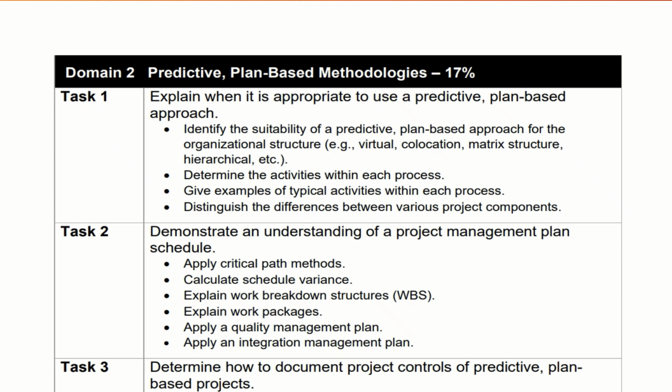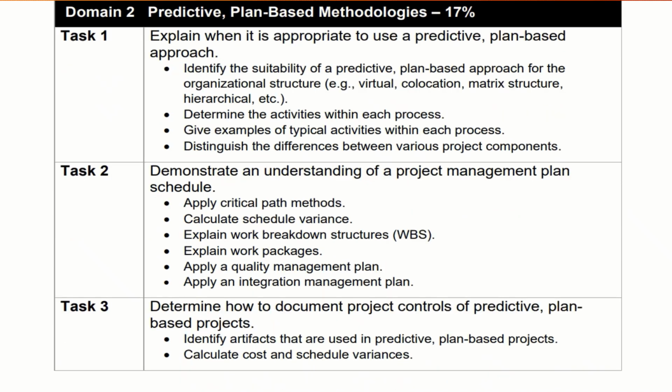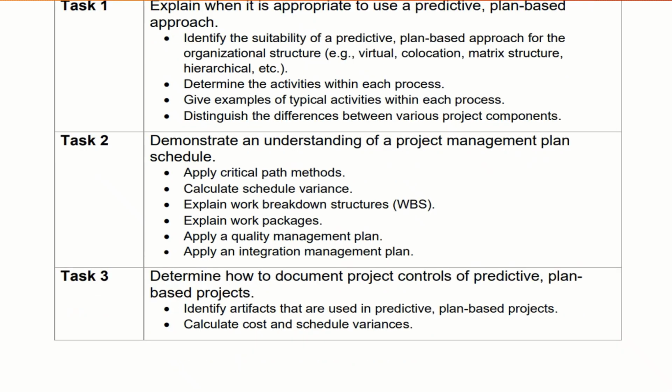Then determining the activities within each process, and examples of each we will be seeing, distinguishing the difference between various project components. The next task will be demonstrating an understanding of the project management plan. Now in this project management plan, all the things will be done, like how the plan will be made. First, what the critical path method is, how to calculate variance, that is cost and schedule variance, what is work breakdown structure, how to make it, what the work packages are, quality management system, integration management system, all these things you need to understand in this task number 2.